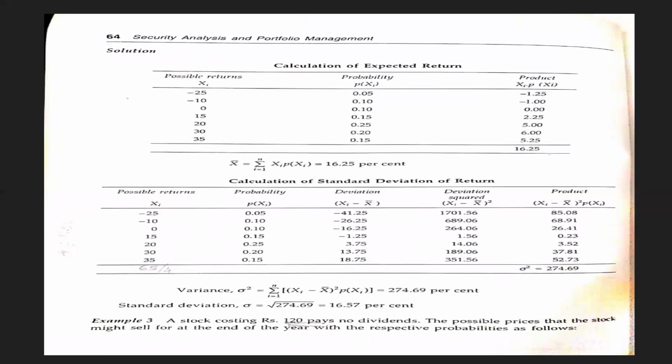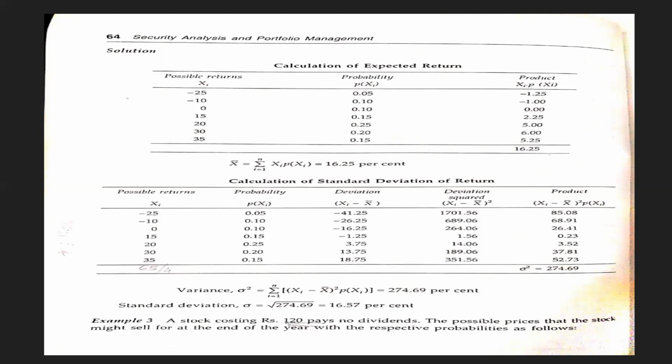See the possible returns and the probability. You multiply negative 25 into 0.05, which gives you minus 1.25, negative 10 into 0.10 gives you negative 1, 0 into 0.10 gives you 0, 15 into 0.15 gives you 2.25, 20 into 0.25 gives you 5, 30 into 0.20 gives you 6, and 35 into 0.15 gives you 5.25. Take the total of that, that is 16.25, which is your expected return.